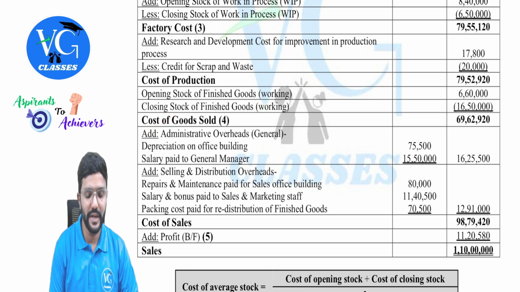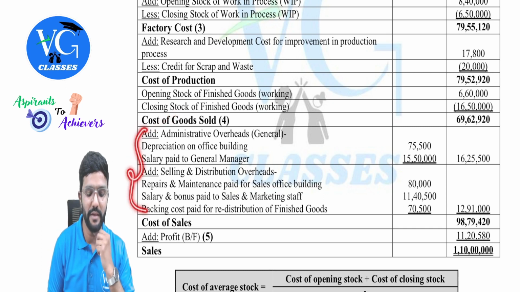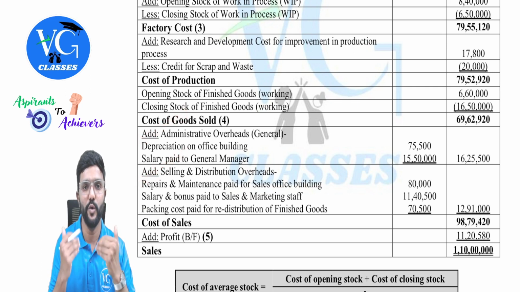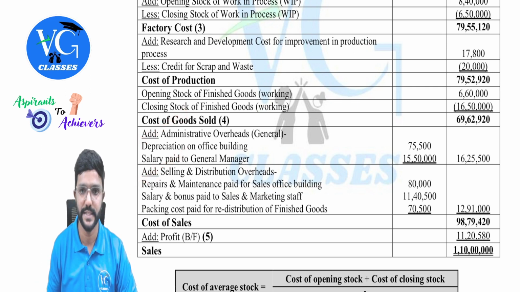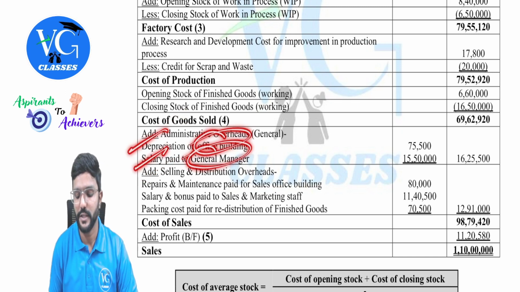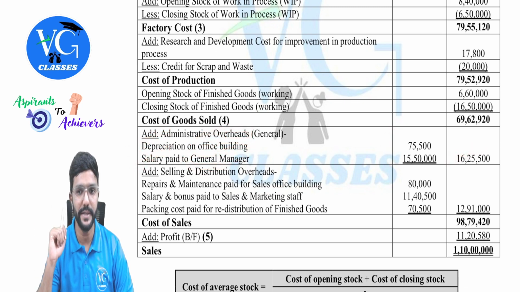Administrative overhead, or else you can give a heading together, that is marketing overhead, both put together. I have given separately here administrative overhead and selling and distribution overhead. Both of these come under marketing overheads, guys. Depreciation on office building and salary paid to general manager both come under this. So the total is 16,25,500.